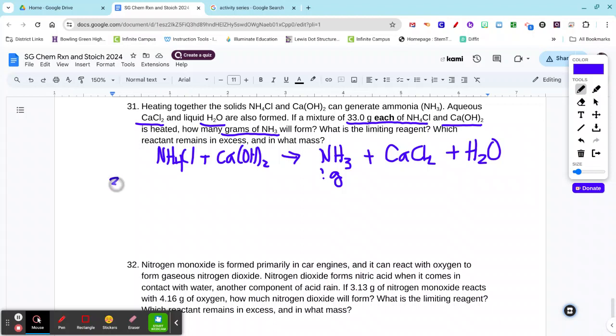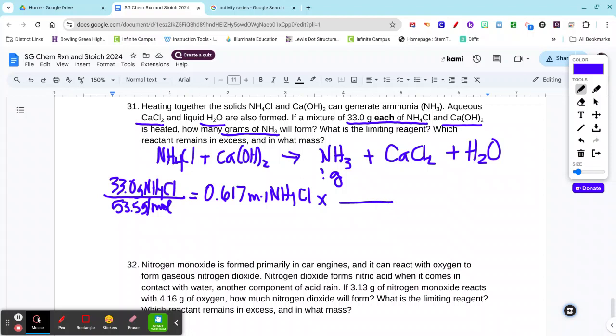So 33 grams of NH4Cl divided by my molar mass. This one's the 53.5 grams per mole. So I get 0.617 moles of NH4Cl. All right, I'm going to go ahead and take this one to my product.